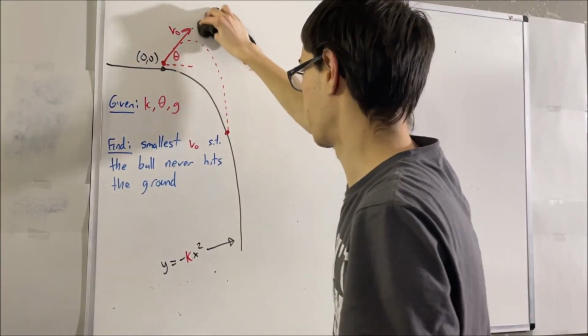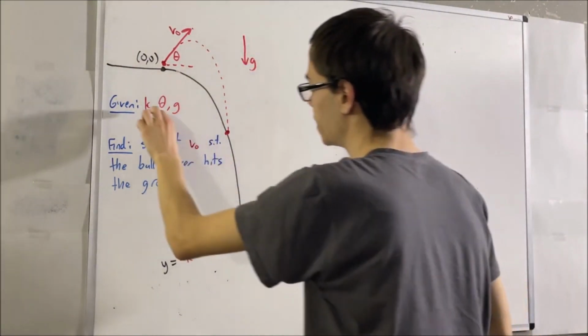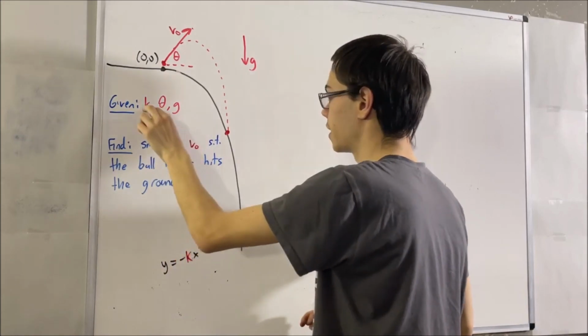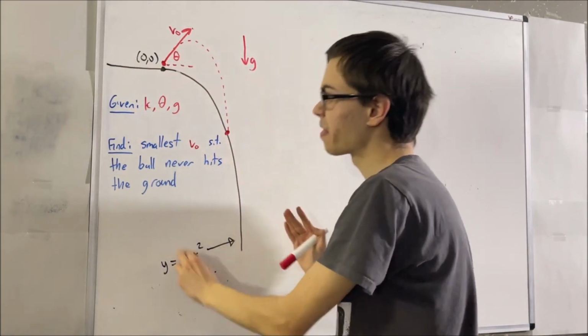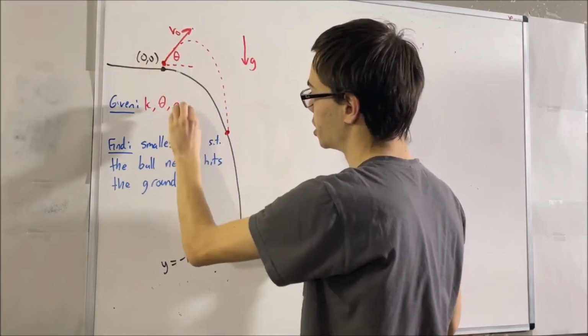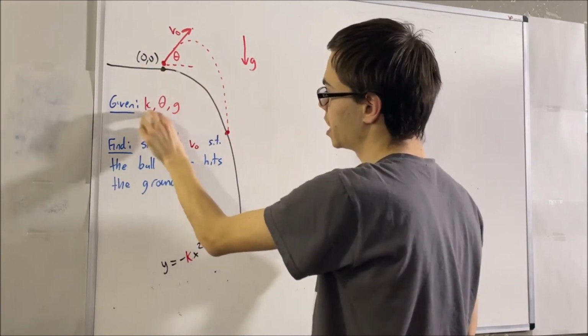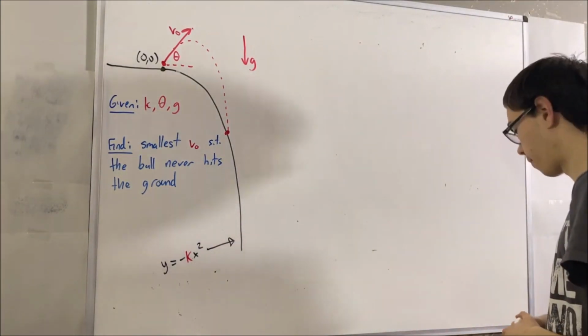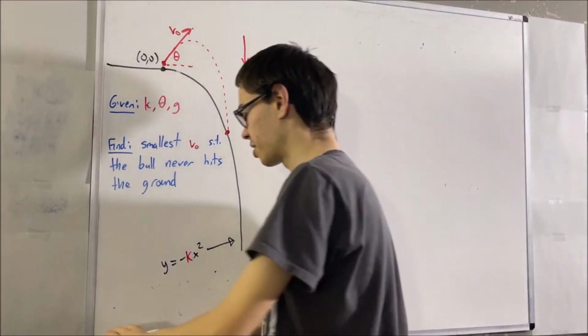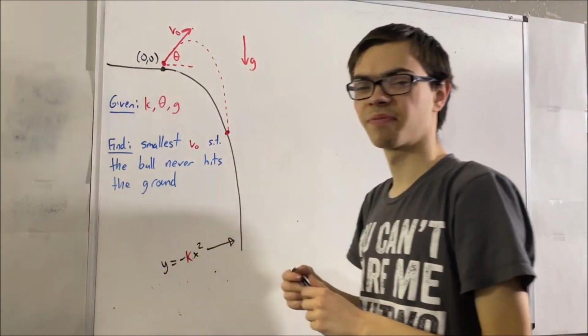And our final answer should be in terms of these three things. In other words, k is a number that determines the shape of the pathway, theta is the launch angle, g is the acceleration due to gravity. So each of these three things are constant throughout the problem. So how do we actually solve this problem?